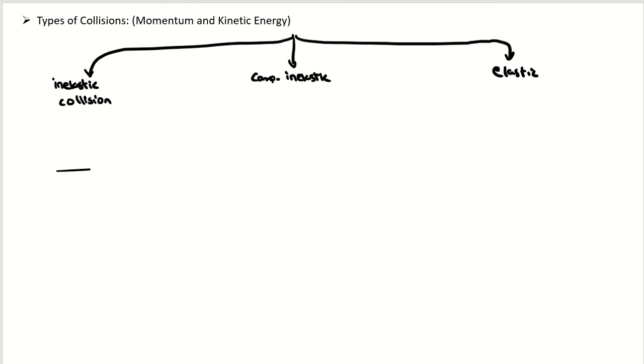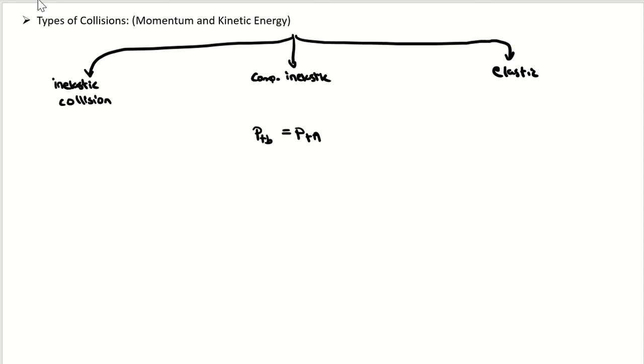Now, what's the difference between these? Before talking about the difference, let me say what's common between these. What's common is that the momentum is conserved. So in all of these 3 types of collision, the P total before collision is equal to the P total after collision. While on the other hand, the kinetic energy is only conserved in the elastic collision. I'm not talking about the total energy, I'm talking about the kinetic energy.